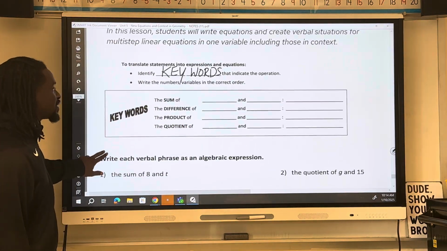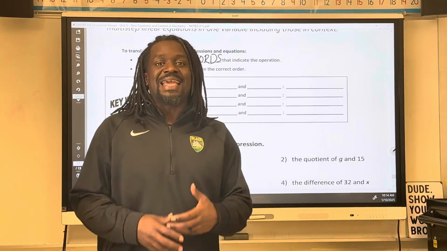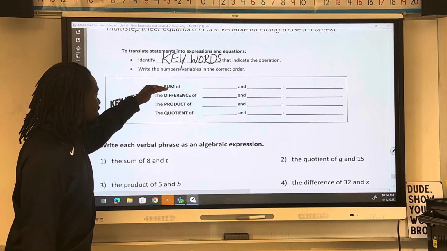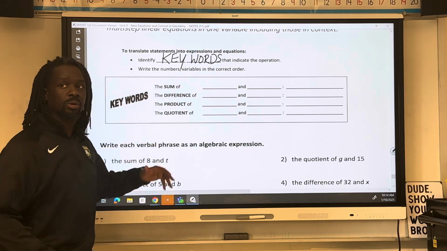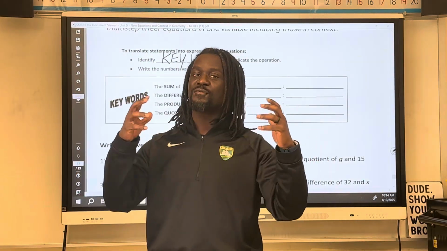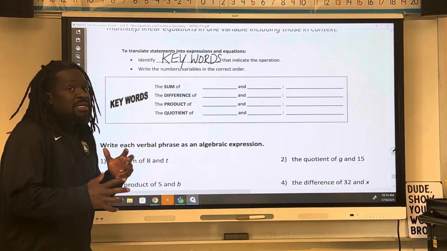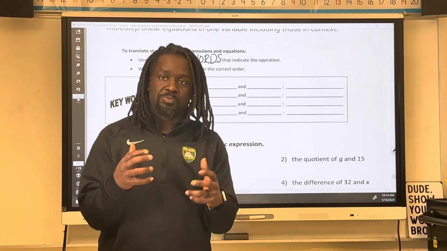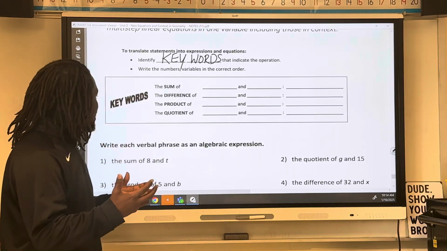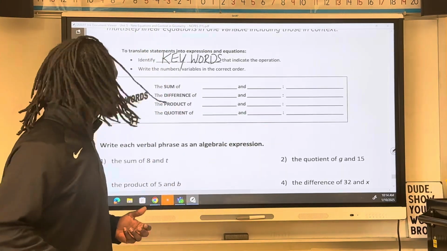So the first set of key words are the words that mean the answer to some type of problem. The words sum, difference, product, quotient, those are certainly words you should have heard before. Maybe you've forgotten what they mean, but the word sum means the answer to an addition problem. Difference is the answer to a subtraction problem. Product is the answer to a multiplication, and quotient is the answer to a division problem.